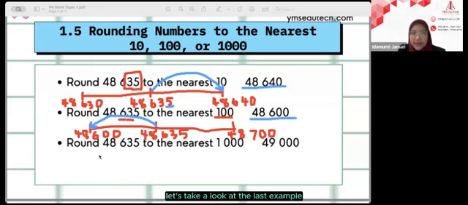Let's take a look at the last example. Round 48,635 to the nearest 1,000. The digit that is in the thousands place is digit 8, and the digit that is in hundreds place is 6, which is greater than 5. Hence, 48,635 when rounded off to the nearest 1,000 becomes 49,000.